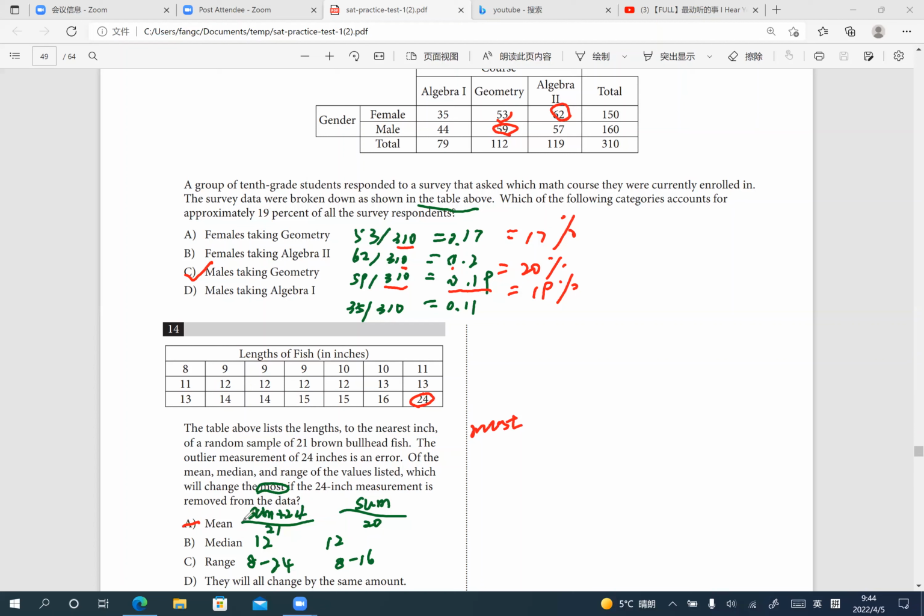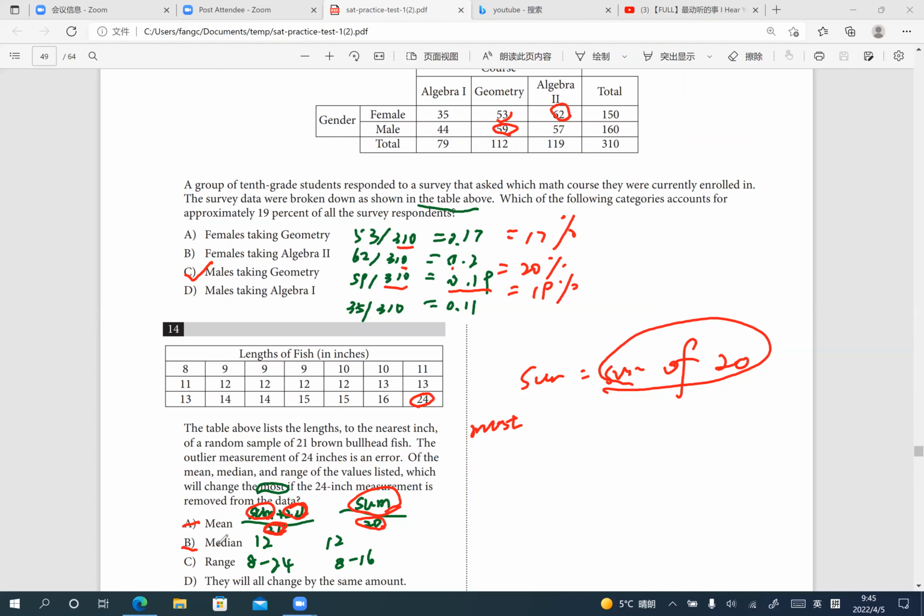So option A, mean. Before the last number is removed, the mean is the sum of the first 20 numbers plus the last number 24, divided by 21. After the last number is removed, the mean becomes the sum of the first 20 numbers divided by 20. So for option A, the mean definitely will change. But because the change comes from 24 divided by 21, the change will not be that big.